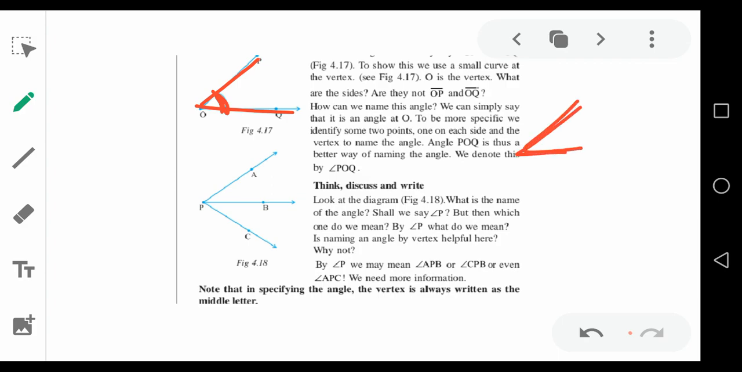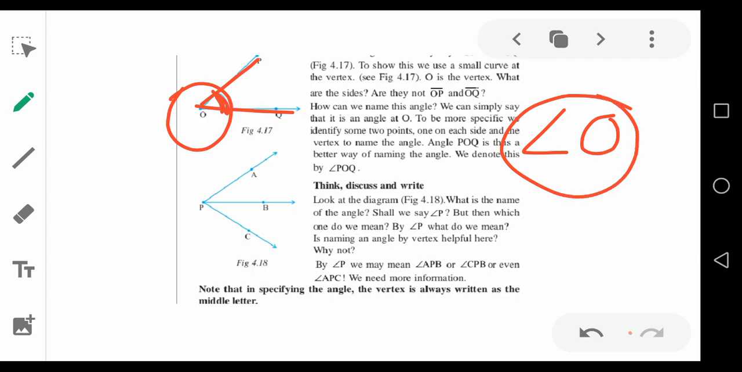So if you're naming a line segment, what will you do? You will put a line segment symbol over this, right? Same way for an angle, you have to put an angle symbol, but not above. You have to put an angle symbol before what you're writing. First you have to write a small angle symbol, and then where is this angle formed? At O. So that you have to mention. So we will call this angle as angle O. Okay, this is how we have to name an angle.